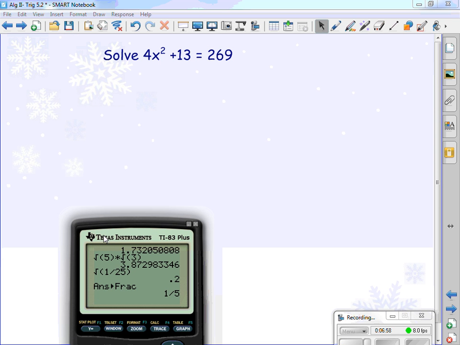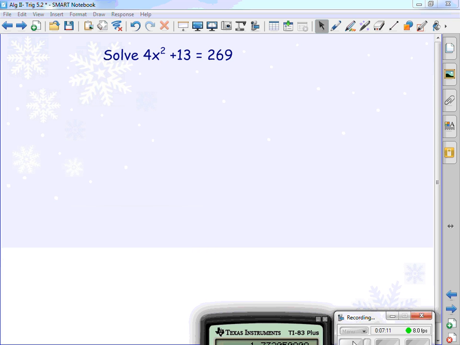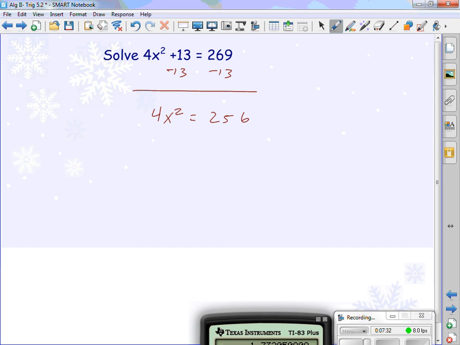Here's the types of problems we're going to be dealing with right now. 4x squared plus 13 equals 269. Don't even think about the x squared. Just think of it like a typical problem. What would I do first? Subtract 13. 4x squared equals 269 minus 13, 256.